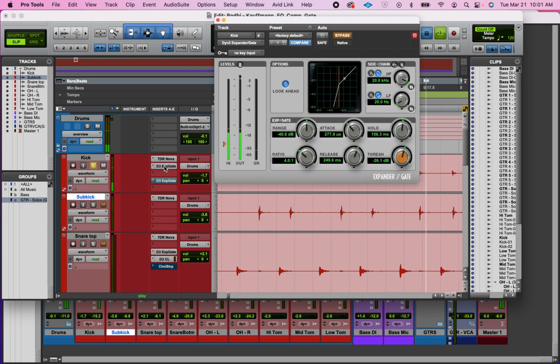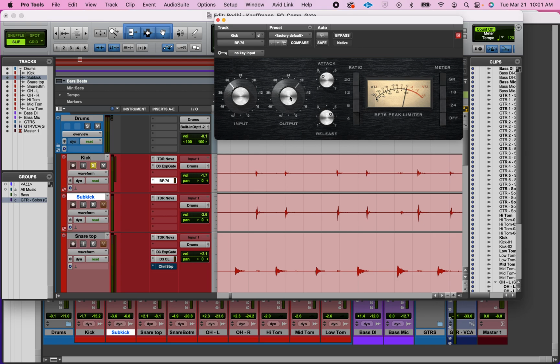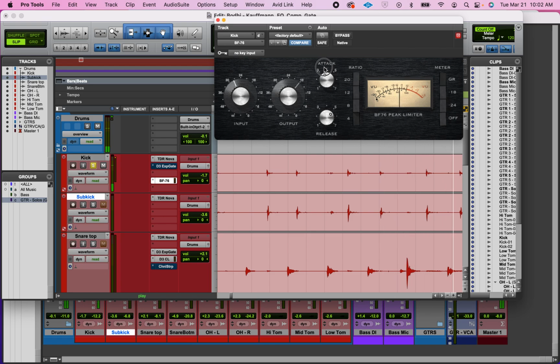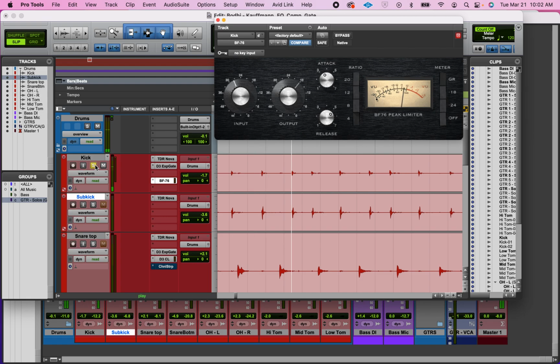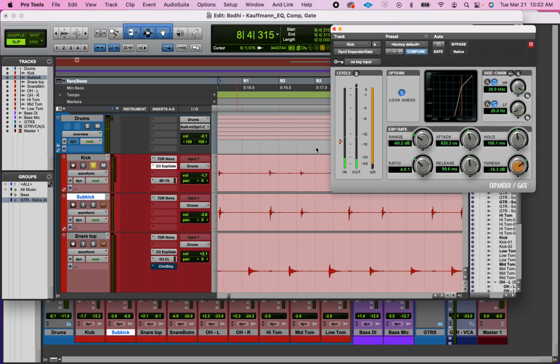I have two of them. That's not good. Oh, that's the gate. I don't have any compression on this yet. So let's turn this into a compressor. I did before, and I took it off. So I'll use this one because I like it. Okay, so here's the thing with bleed, is the compressor is going to accentuate the bleed. And you can see that my gate is not opening up on this one especially.